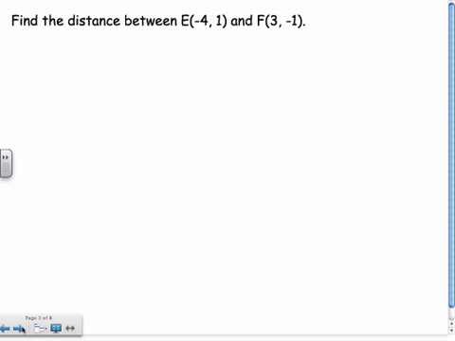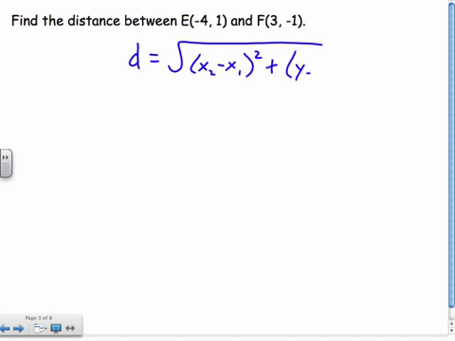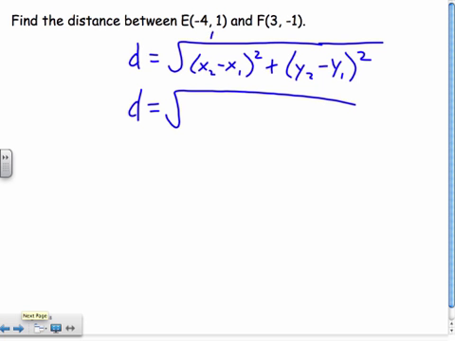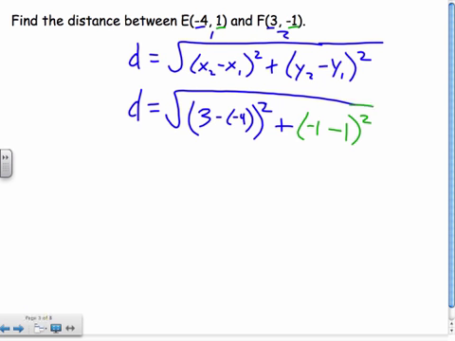Let's take a look at an example. So find the distance between these 2 points. Well, let's write our distance formula again down here. The square root of x2 minus x1 squared plus y2 minus y1 squared. And let's plug in our values. So whichever, this could be my first point, this could be my second point. So x2, which is 3 minus -4. I'm going to write this one out all the way so we can see. Squared, and then we're going to add that to y2, which is -1, minus 1. And we square that as well.